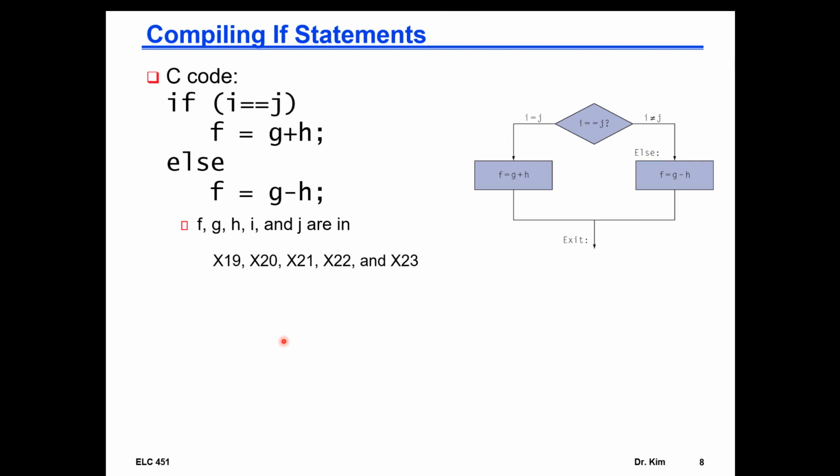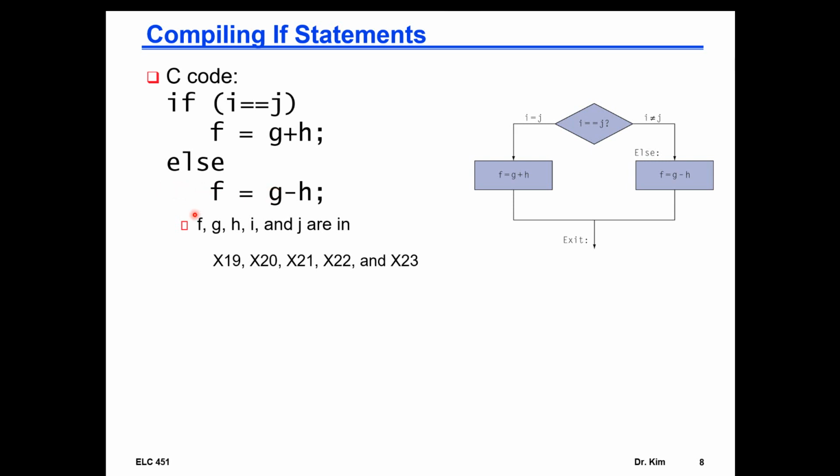So let's start looking at how a compiler would try to use these instructions to convert certain blocks and constructs of a high-level language like C. This is an if-else type of structure. If i equals j, we have this assignment: f is equal to g plus h. Else, so this would be the fall through, f is equal to g minus h.